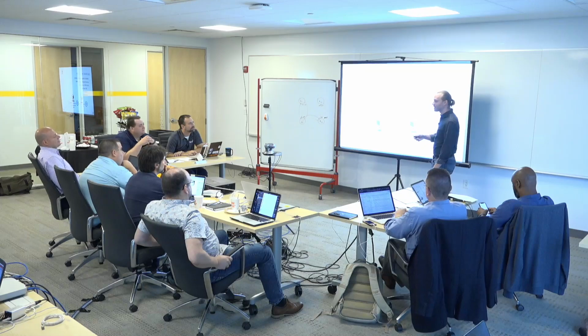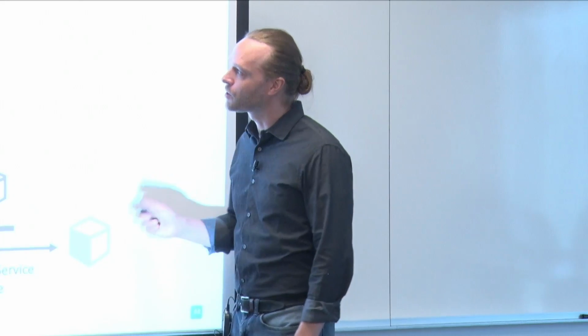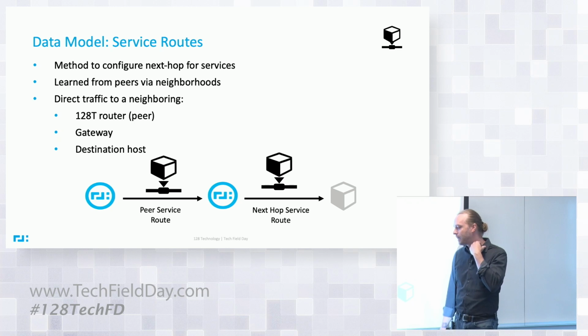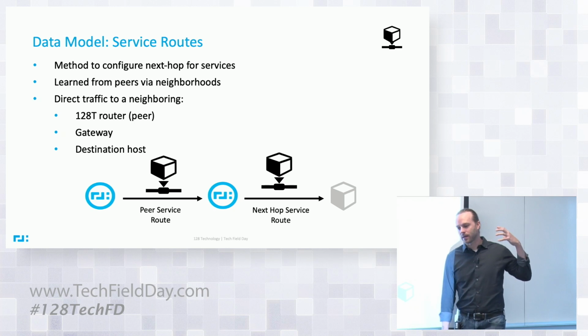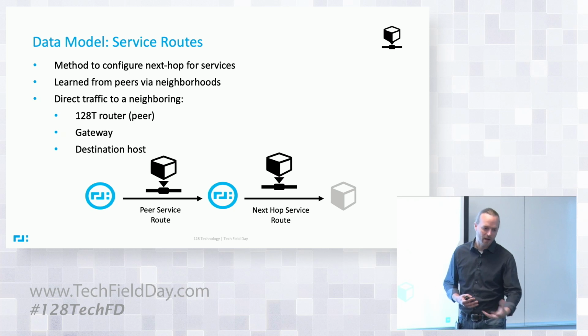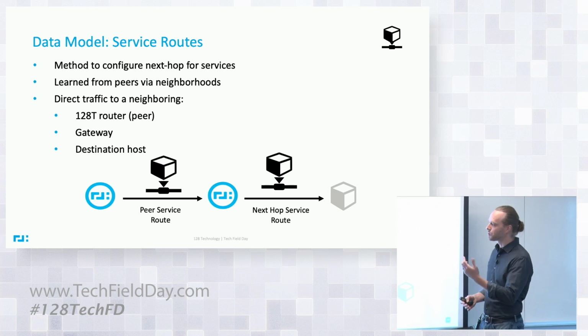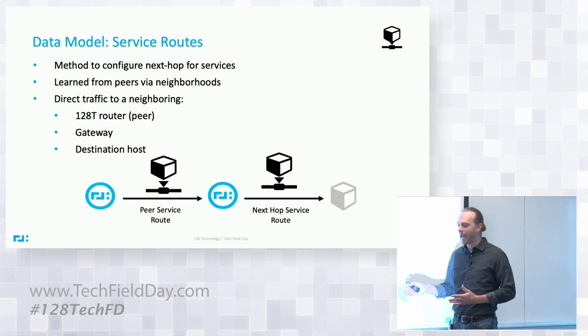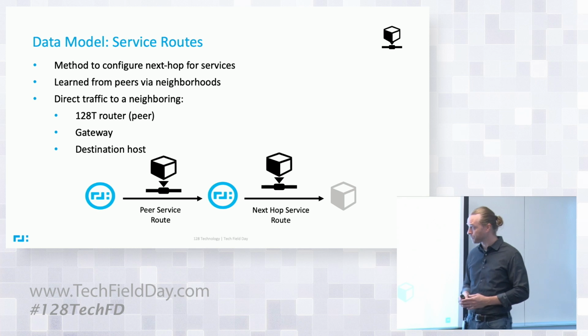This is my last slide. Looks like I'm getting close on time. So, service routes. I had mentioned this a couple slides ago. In some ways, service routes can be thought of as the glue that ties the underlay network back to the services model. But really, they define the path that is going to be taken for a given service.